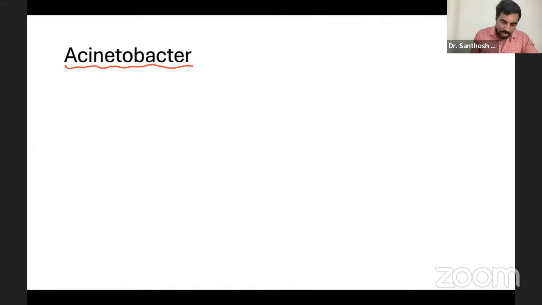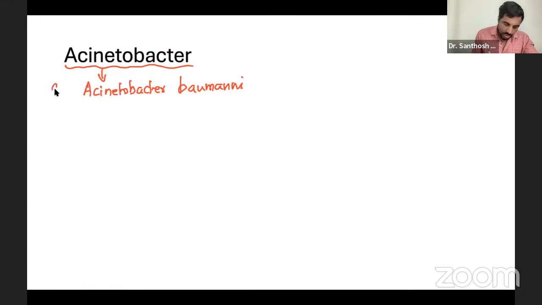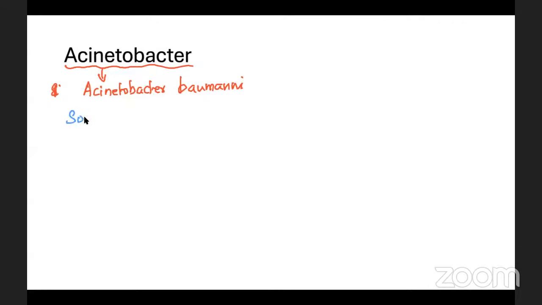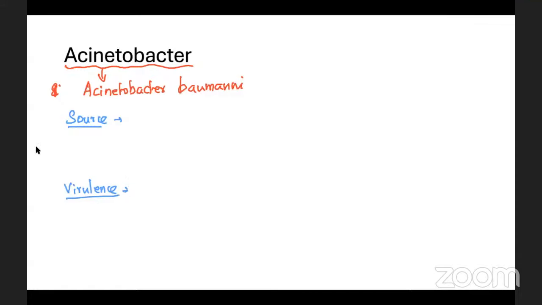First of all, the species name is Acinetobacter baumannii. This is the main thing. Now, this is the etiology: the organism is Acinetobacter baumannii. The next important thing you have to tell is the source, where it is coming from. Then go to the virulence, why it is very virulent. These are the two things, then we'll go to the disease.